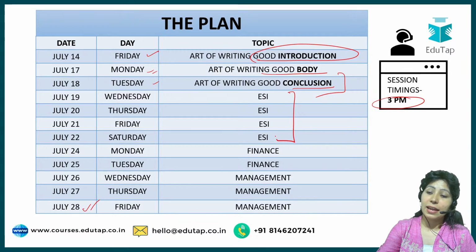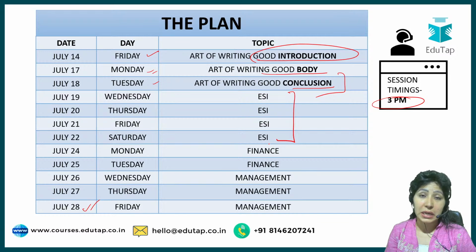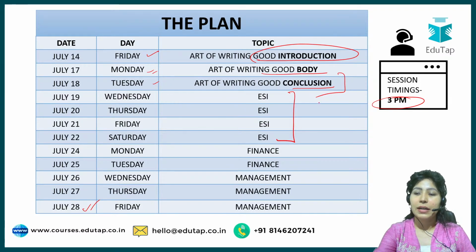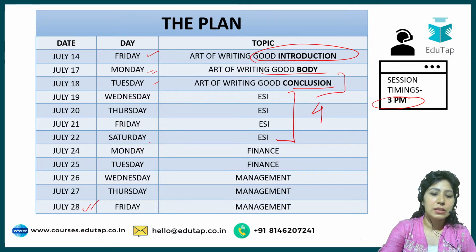For ESI, economic and social issues, it's going to be very diverse. It's going to contain a lot of topics. A lot of preparation is required. So we have 4 sessions from Wednesday to Saturday, July 19 to 22.